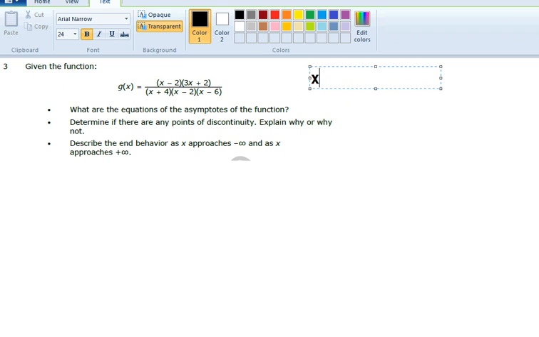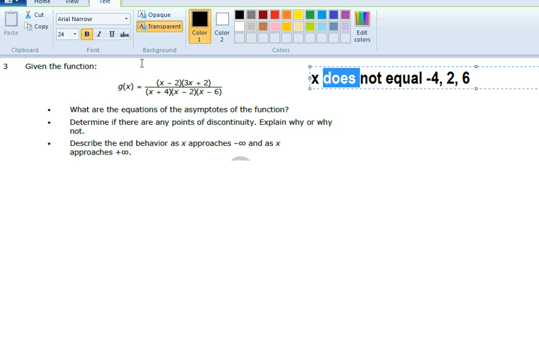We know x cannot equal, from x plus 4, negative 4, from x minus 2, 2, and from x minus 6, 6. Okay, because we can't have a 0 in the denominator. These are the restrictions on the domain.